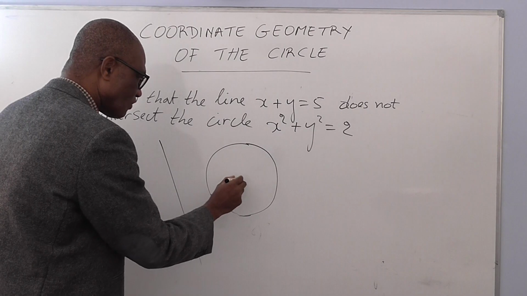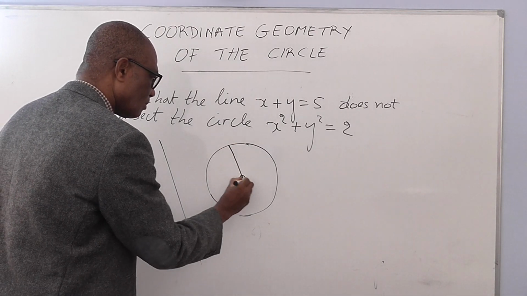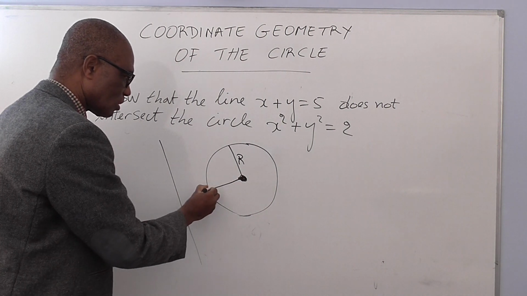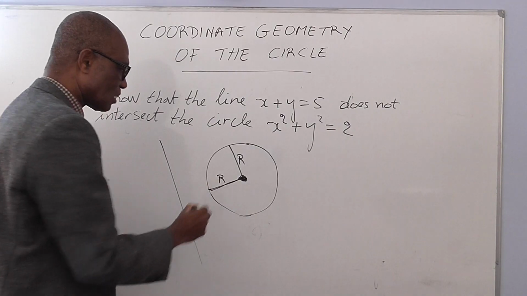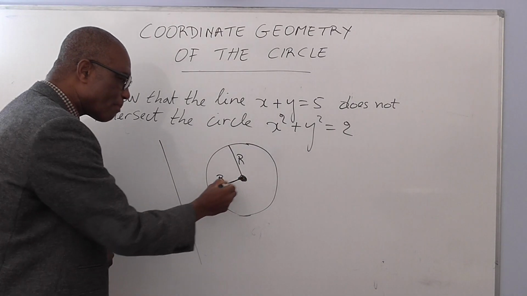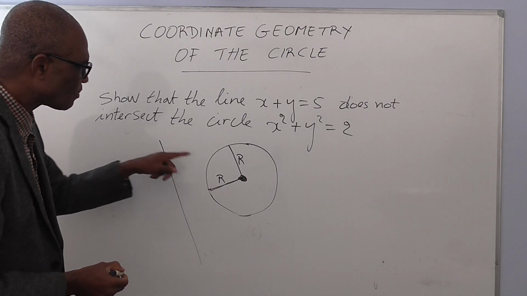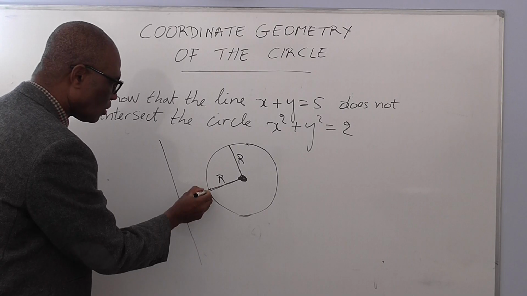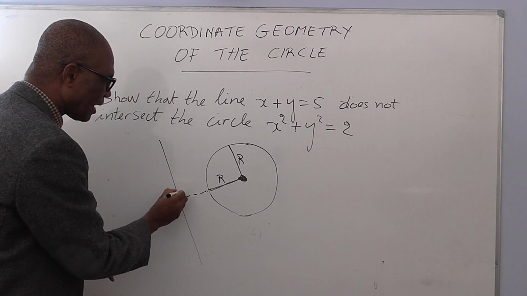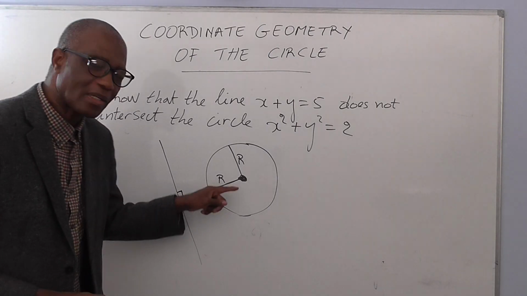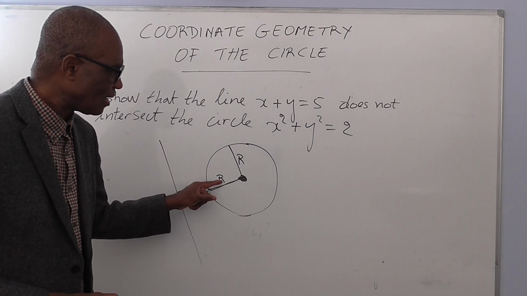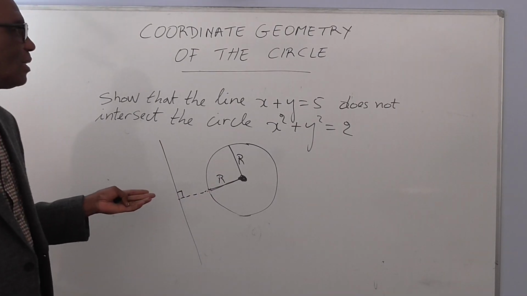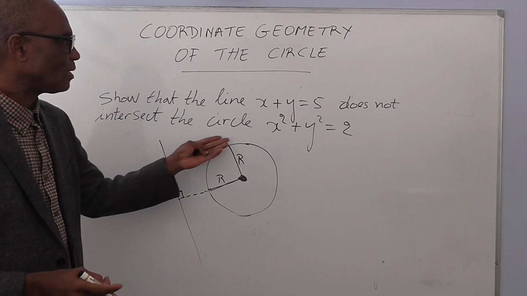we have the radius of the circle. This is the radius of the circle. The radius is there as well. And we're going to get the perpendicular distance from the center of the circle to the line here. If the perpendicular distance is greater than the length of the radius, we say that it doesn't intersect the circle.